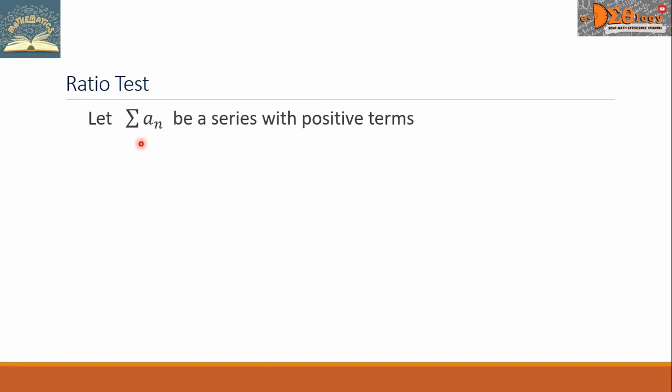Let the summation of a sub n be a series with positive terms, and suppose that the limit as n approaches infinity of the absolute value of the fraction, with a sub n plus 1 in the numerator and a sub n in the denominator, is equal to rho.